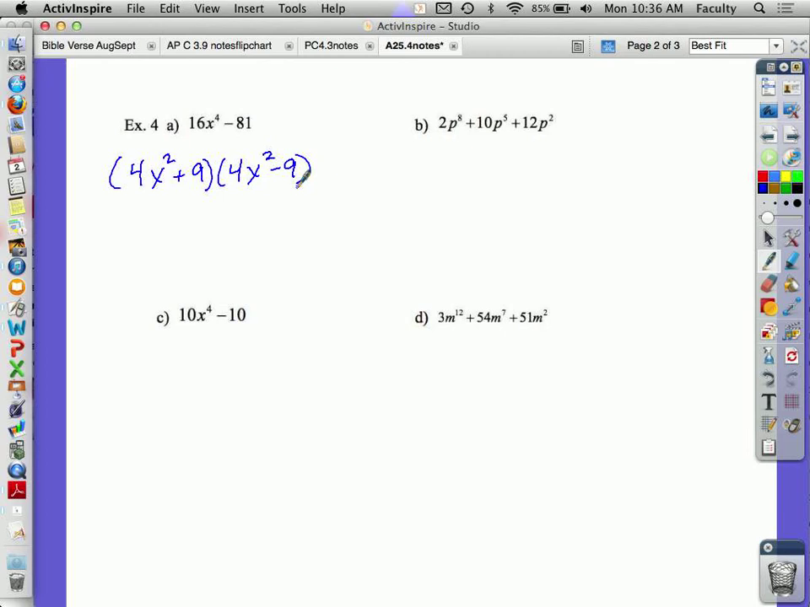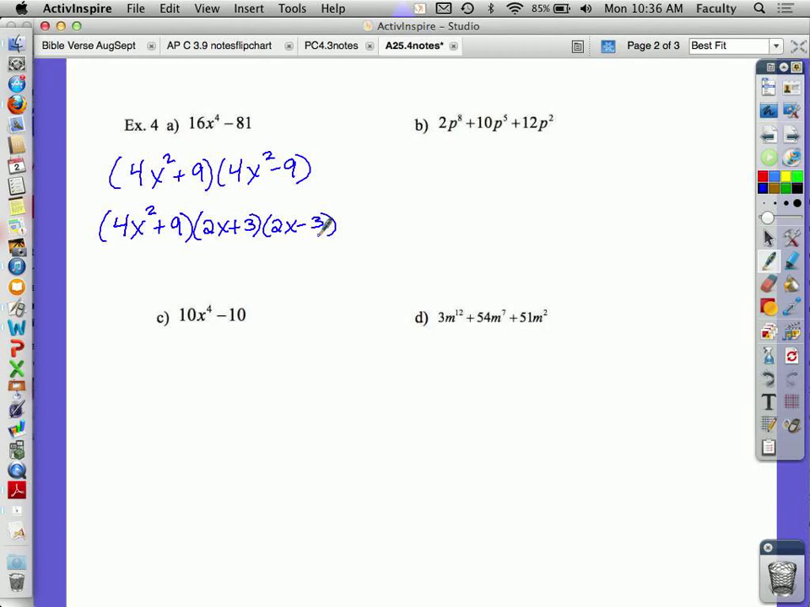So the sum of two squares will not factor over the real numbers. In pre-calculus, we'll look at how we can do it over imaginary numbers, but not this year. But the second factor, 4x squared minus 9, does continue to factor. Okay?